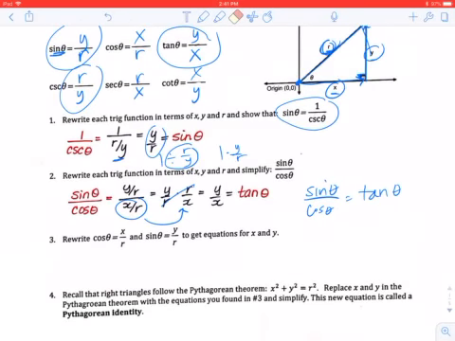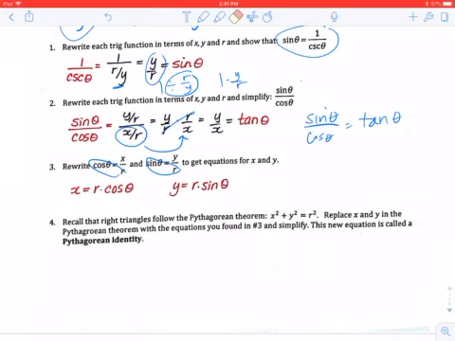Finally, this last one, rewrite cosine of theta equals x over r and sine theta equals y over r to solve for equations x and y. So all we're going to do is multiply each side by r. So when we multiply each side by r, we would get x equal to r times cosine theta, and y equal to r sine theta.